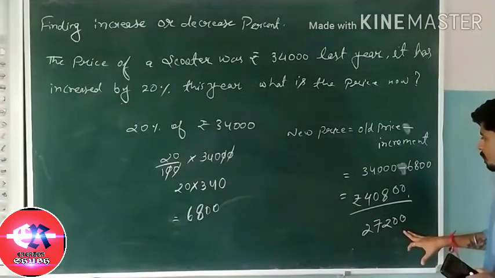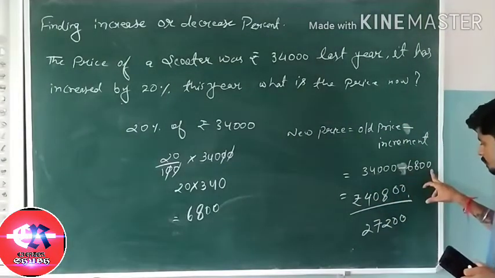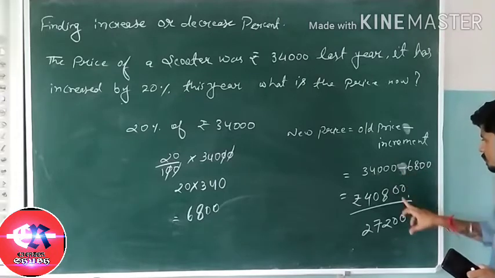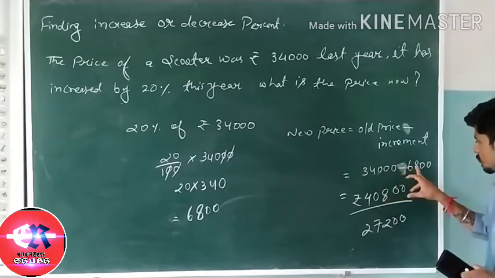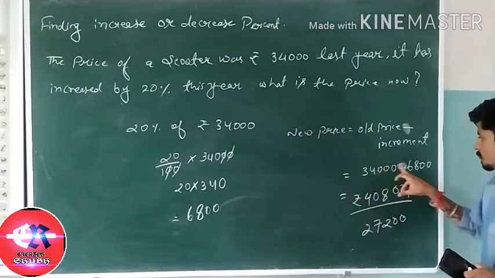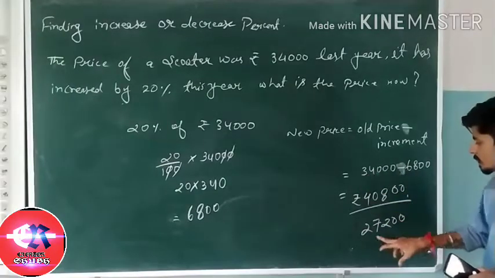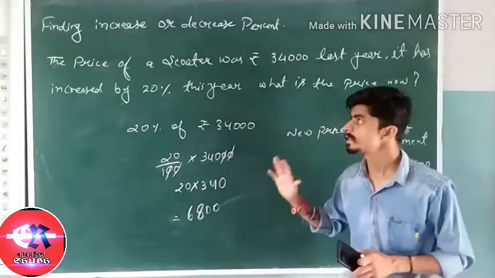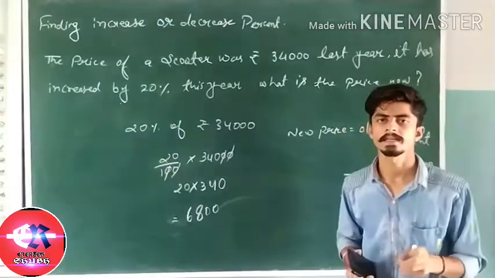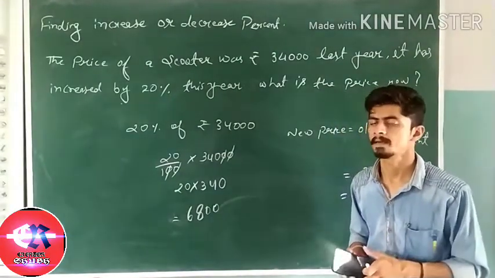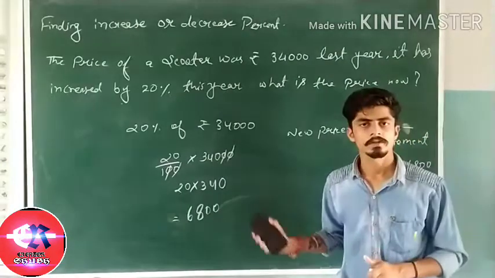Okay, let me check whether the subtraction is correct or not. 0, 0, 2, 3, 13 minus 6, 7, now 2. Yeah, it is correct now. So this is all about finding the increment or decrement. So that's all for this topic.